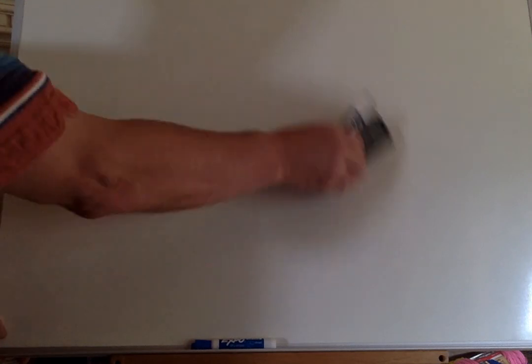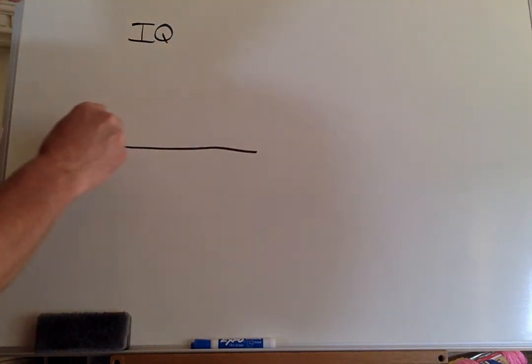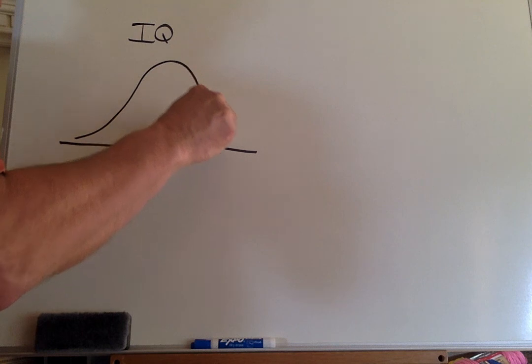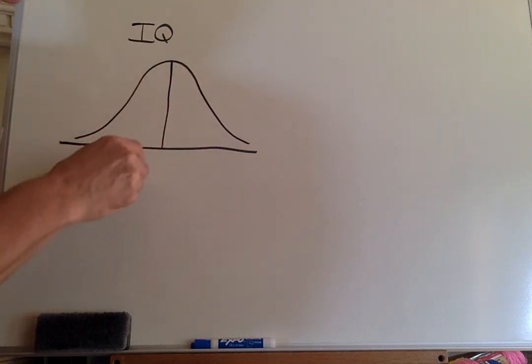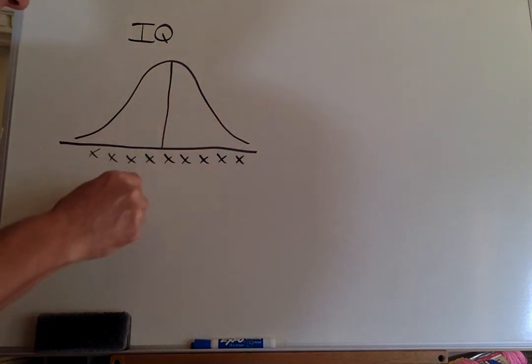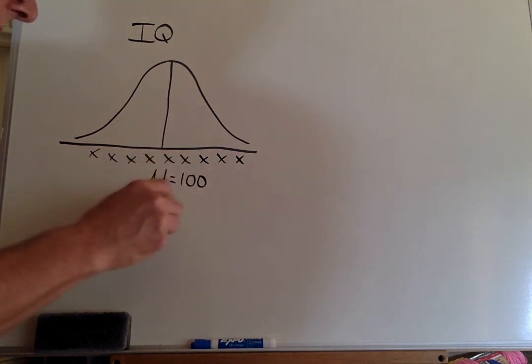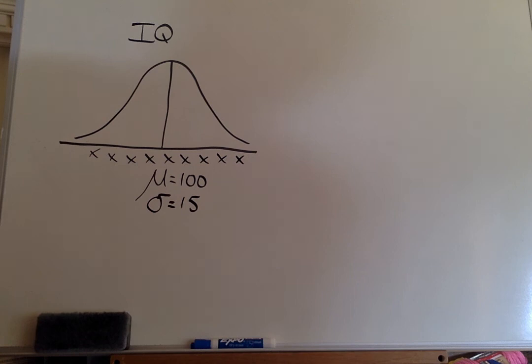So let me do an example here. Let me do an example and show you how this works. Let's go back to IQ, something that we worked with before. Okay? And I said, we look at individual scores. The mean for these scores is 100. The standard deviation is 15, right?